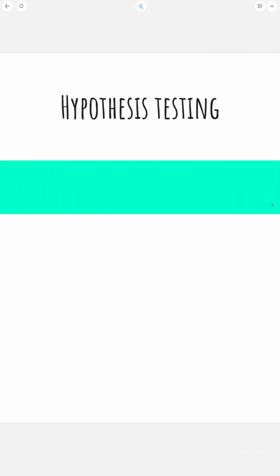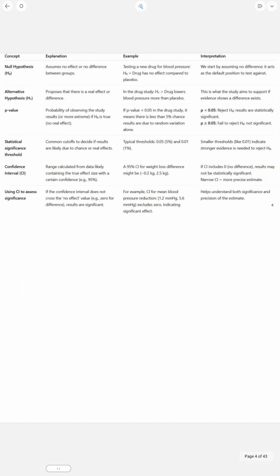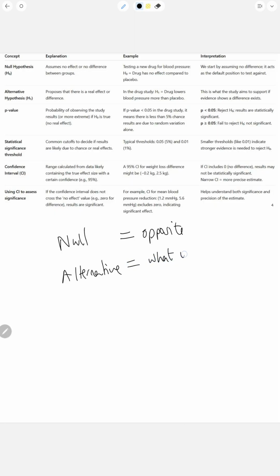So let's talk about hypothesis testing. Now, the first thing you need to know when you're talking about hypothesis testing is the null hypothesis and the alternative hypothesis. The null is basically the opposite of what you're trying to achieve, and the alternative hypothesis is what you are trying to achieve.